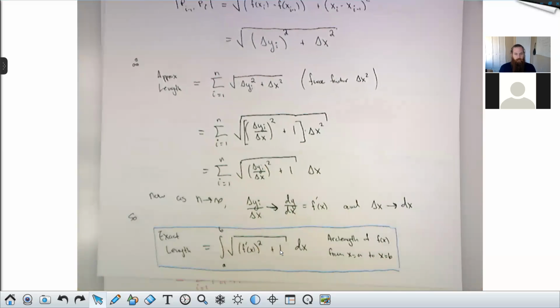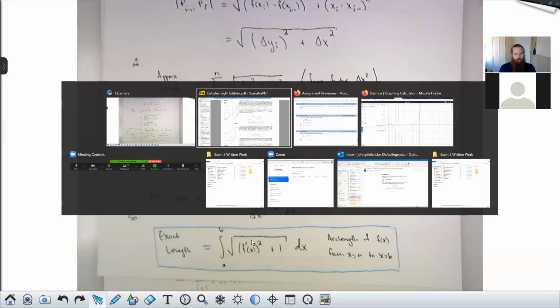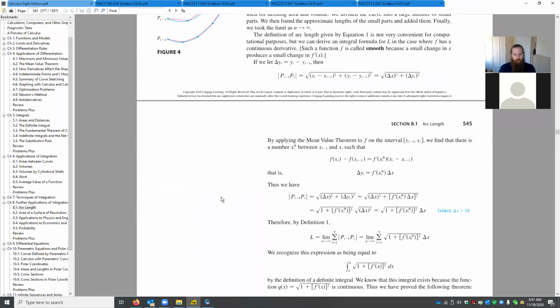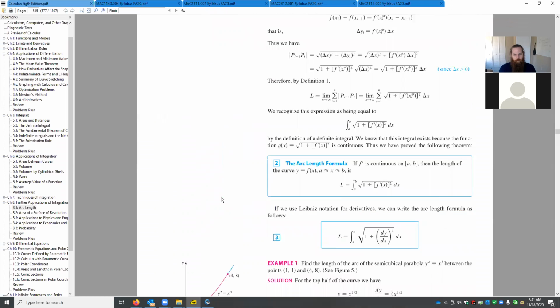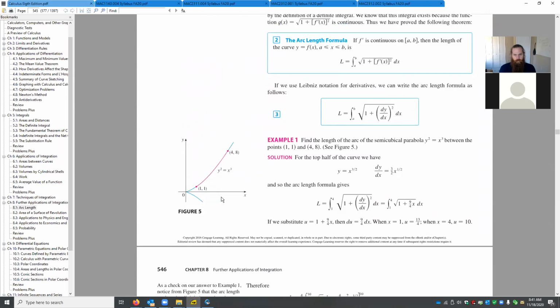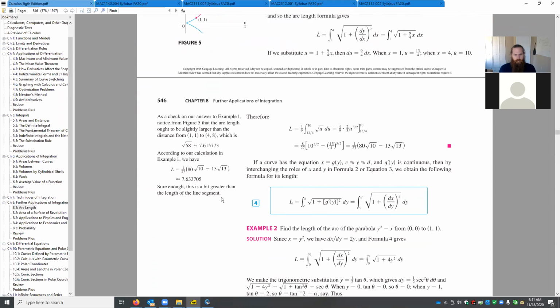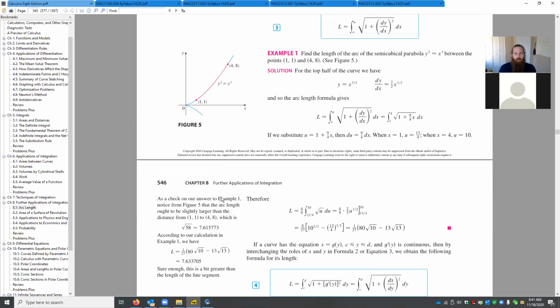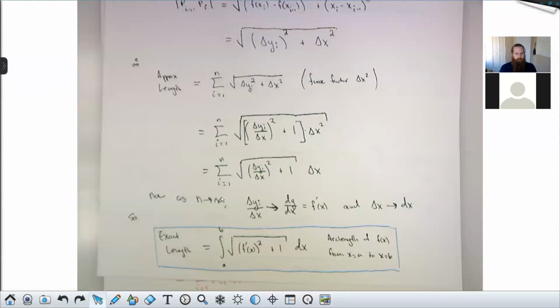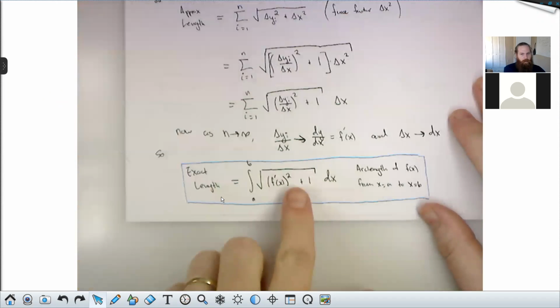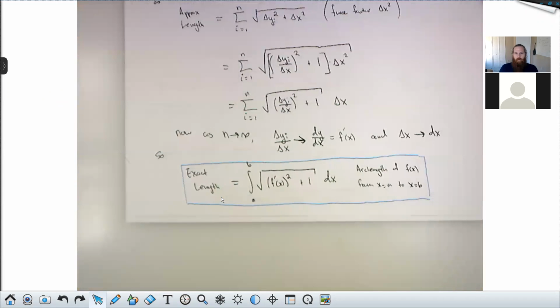So let's use this to calculate some lengths. What do we want to work with? All right. So we want to find the length of x to the 3/2 from x equals 1 to x equals 8. So we're going to tuck this blue formula here in our pocket. All that work we just did was to cook up this blue formula. Now we're going to make use of it.